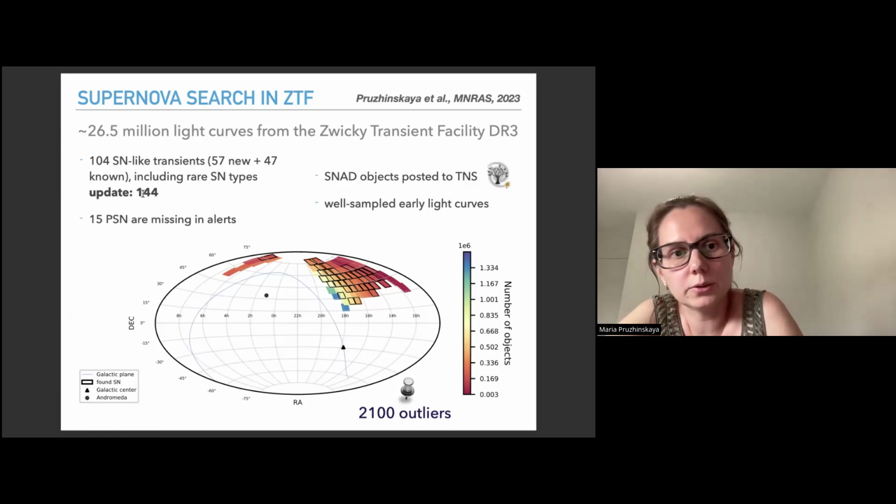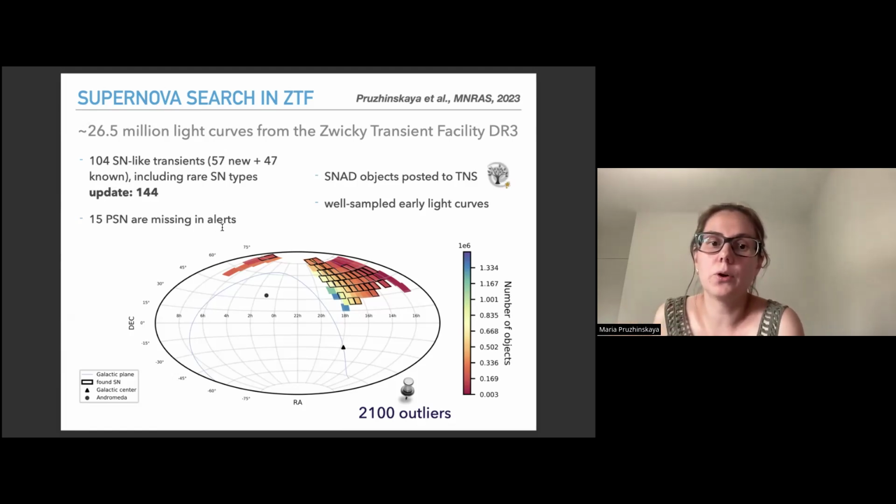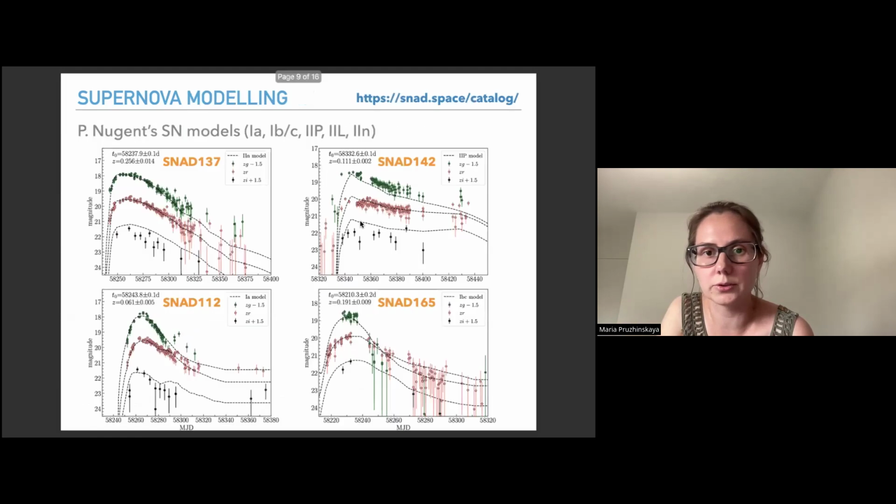Well, basically, yes. So these 144 were not yet published, so we posted them to TNS. And what is interesting is that some of them were actually missing in the official alert stream, despite having very well sampled early light curves. So I show a few examples here.